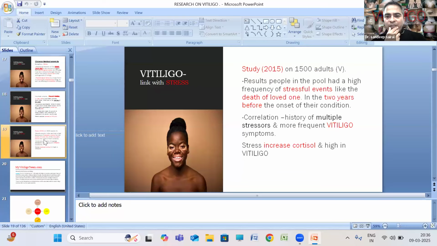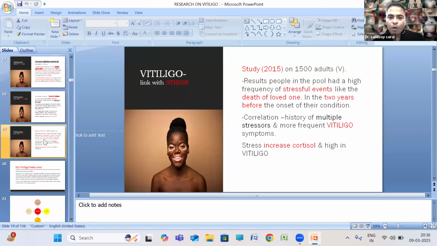Next, there were 1,500 vitiligo patients. A study was conducted in 2015, where questions were asked in a survey. What they revealed was that around 2 years before the onset of vitiligo, they were suffering from one or two major stressful events in their life. And one more thing was that if they had multiple stresses, they had frequent vitiligo symptoms.